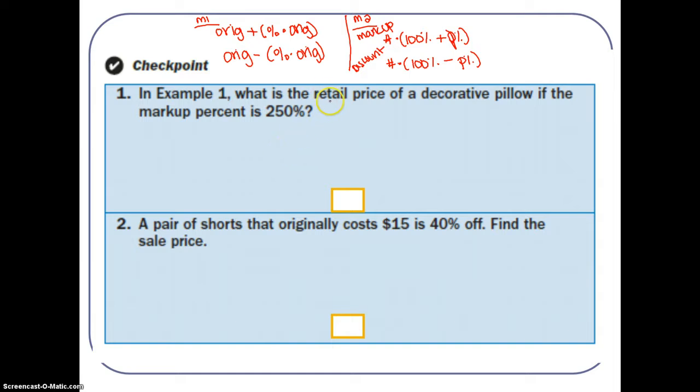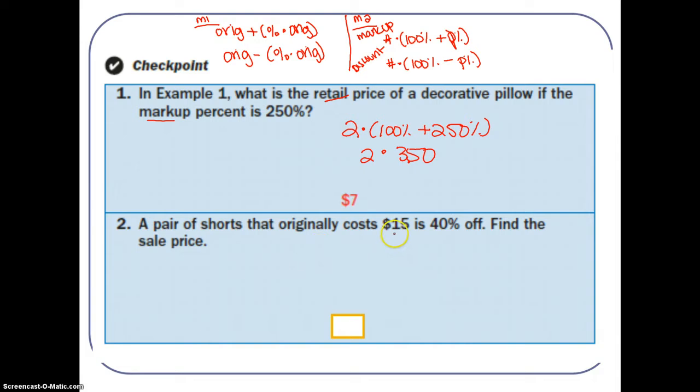What is the retail price? Retail price, we're doing a markup. The markup percent is 250%. I'm going to use method 2 just because I needed to know this for the last section, so it will help me remember fewer formulas. So for the markup, I'm going to take the pillow, which was $2, times 100%, and I'm adding 250% to that. You end up with 350%, change it to a decimal, which is 3.5, times 2, which is $7.